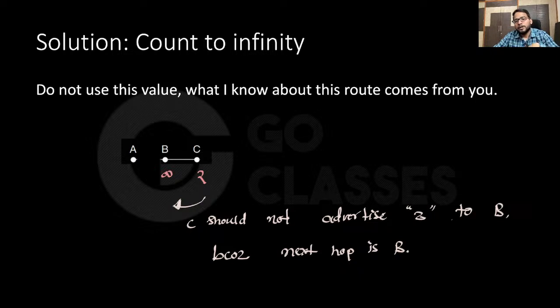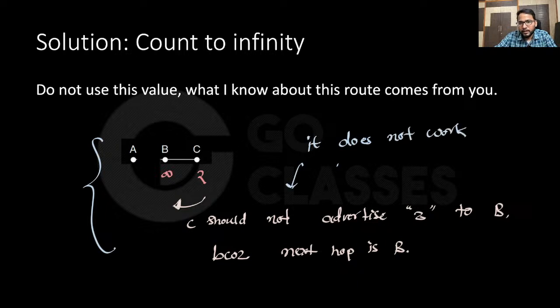Okay, so this is a very simple solution, but this solution does not work. This solution is called split horizon anyway, but the name is not important. But this solution does not work in bigger networks. This may work in just 2, 3 nodes or 5 nodes, but in bigger networks, if there are bigger loops, then it does not work. So whatever solution we have just seen does not work in bigger networks.